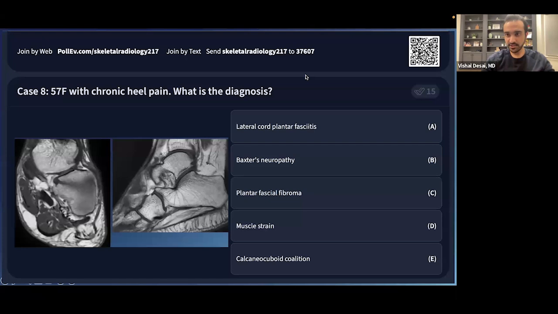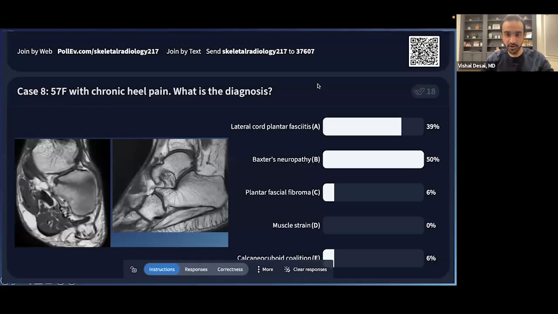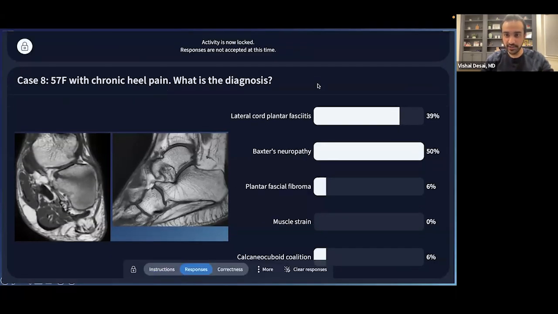Another 10 seconds. All right, let's see how we did. Okay, great. So 50% got that right. This was Baxter's neuropathy. So lateral cord plantar fasciitis is going to be at the base of the 5th metatarsal, where the plantar fascia is going to insert. This was atrophy of the abductor digiti minimi muscle, usually seen with impingement on Baxter's nerve.